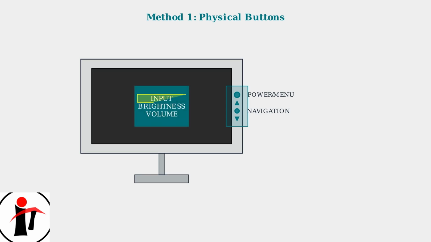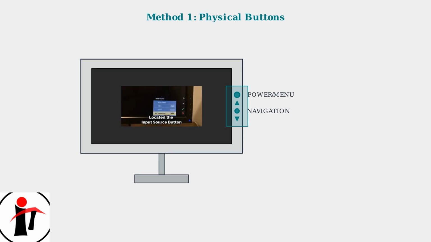A quick menu will appear on screen. Use the directional buttons to navigate to the input or source option. Select the input option to see available input sources like HDMI 1, HDMI 2, or DisplayPort.